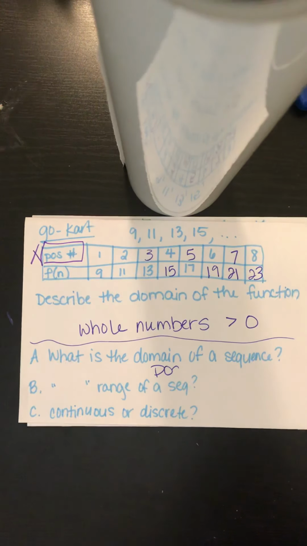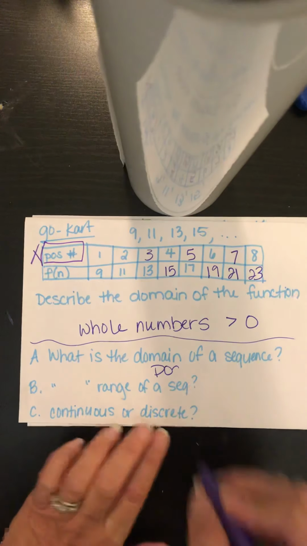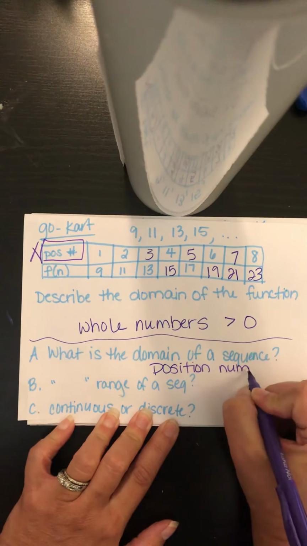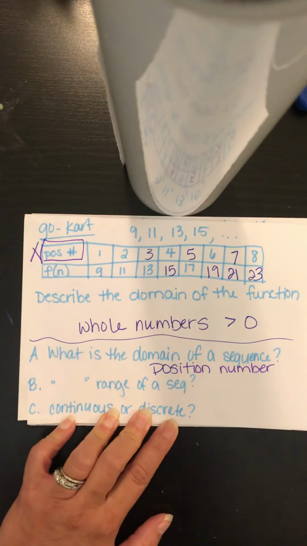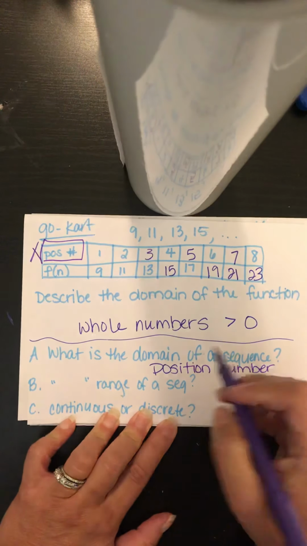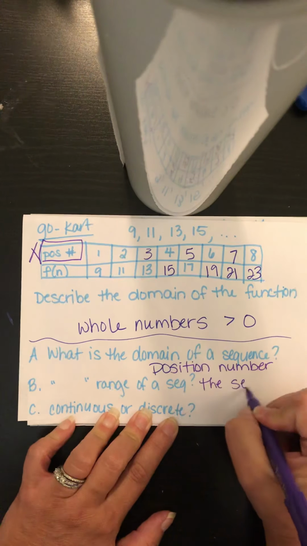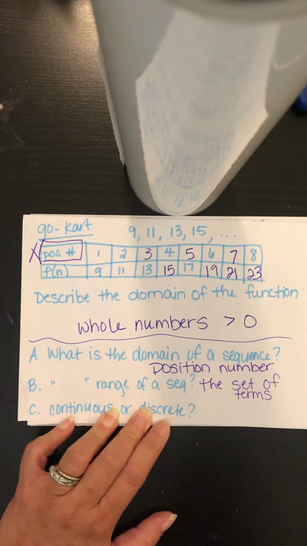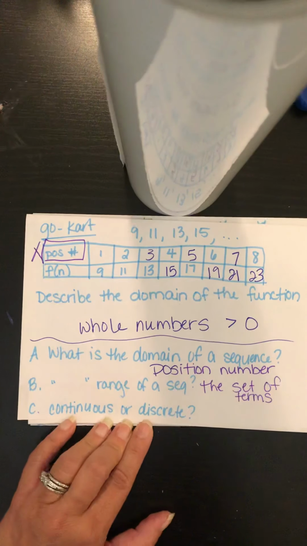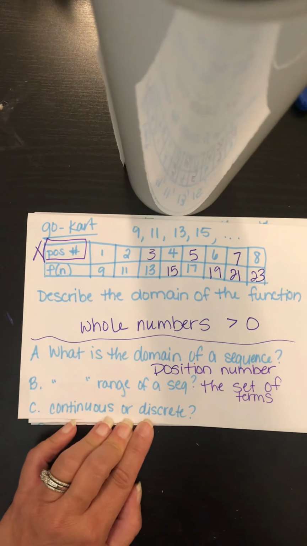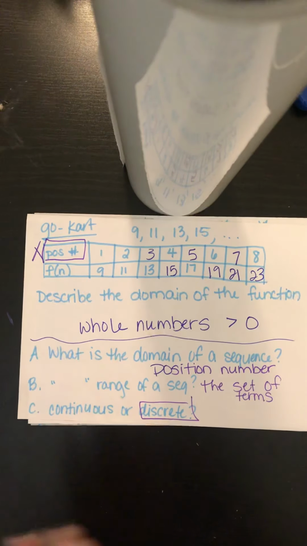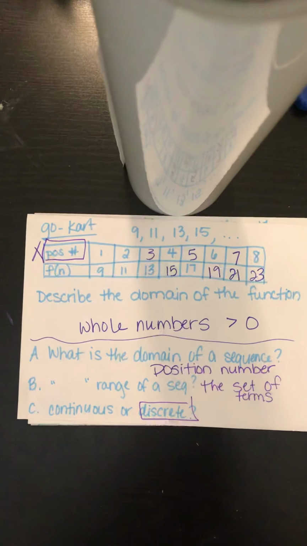What is the domain of a sequence? The domain of a sequence is the position number. What is the range of a sequence? It's going to be the set of terms. Do sequences represent continuous or discrete functions? In this case, they're going to be discrete because we're looking at 1, 2, 3, 4. So they're whole numbers and they're integers.